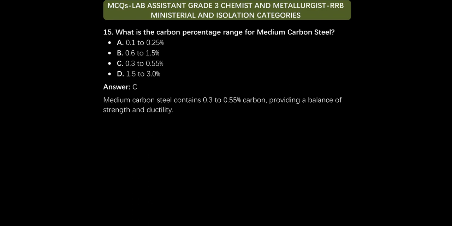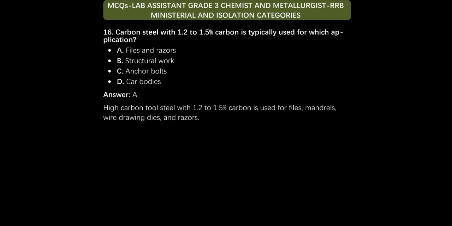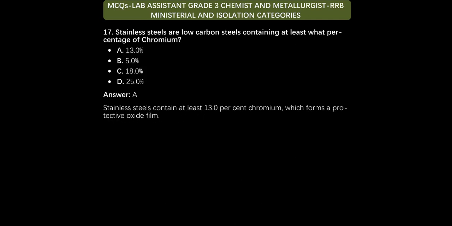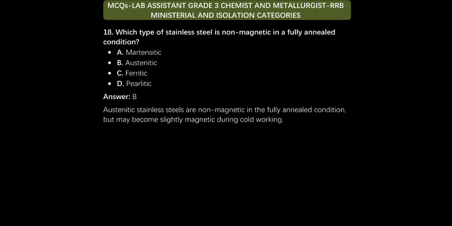Carbon steel with 1.2 to 1.5% carbon is typically used for which application? Option A, files and razors. Stainless steels are low carbon steels containing at least what percentage of chromium? Option A, 13%. Which type of stainless steel is non-magnetic in a fully annealed condition? Option B.